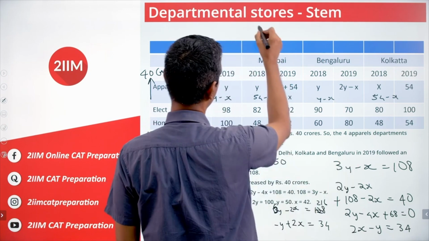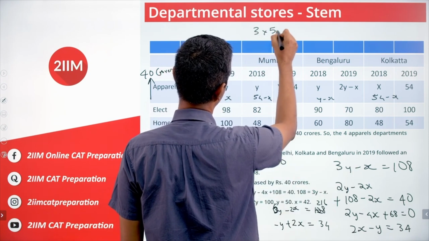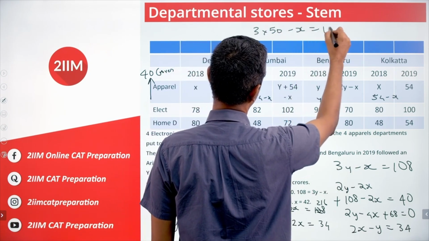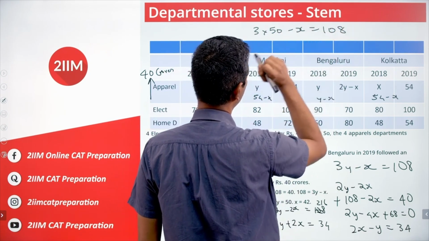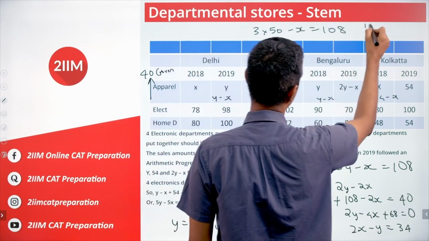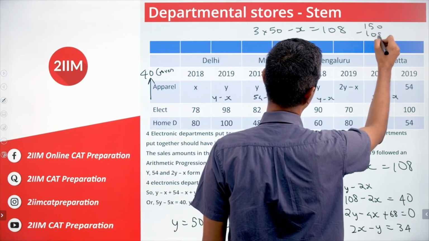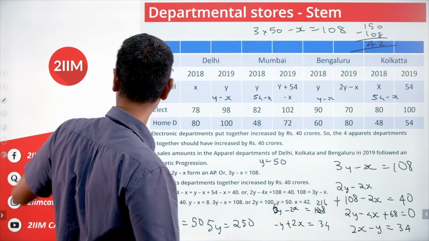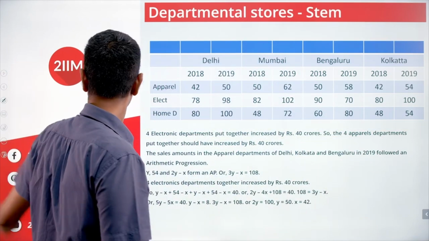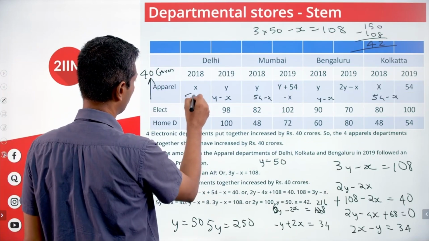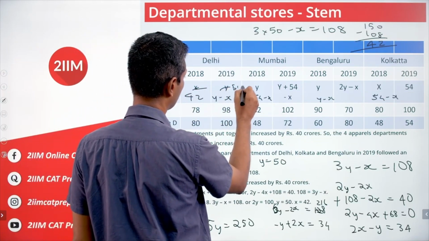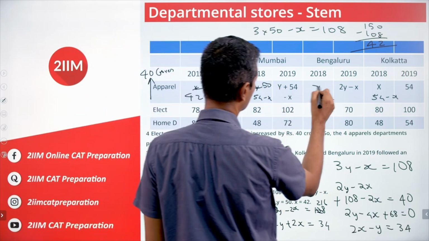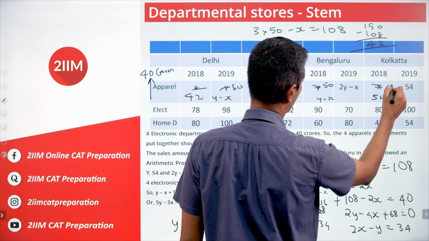3Y minus X is 108. 3 into 50 minus X is 108. 3 into 50 is 150. X is 150 minus 108, which is 42. X is 42. Brilliant. So we fill everything in. This is X, 42. This is Y, 50. This is Y, 50. This is Y, 50. This is X, 42.